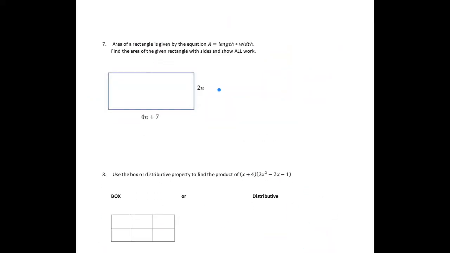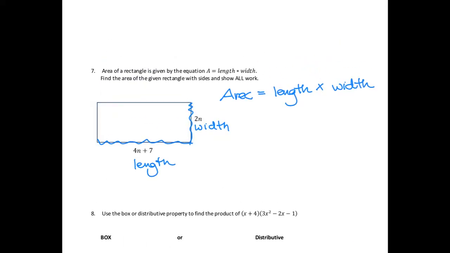Number 7. Oh, a word problem. So the area of this rectangle is given by the equation A equals length times width. So area of the rectangle is length times width. Now, usually we think of length as your longer side, and width is going to be your shorter side. Okay? But when you're multiplying, isn't width times length the same thing as length times width? Yes?